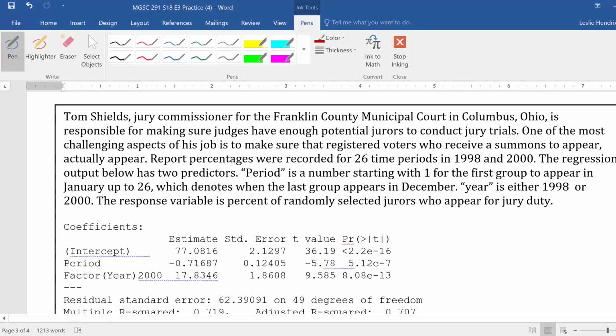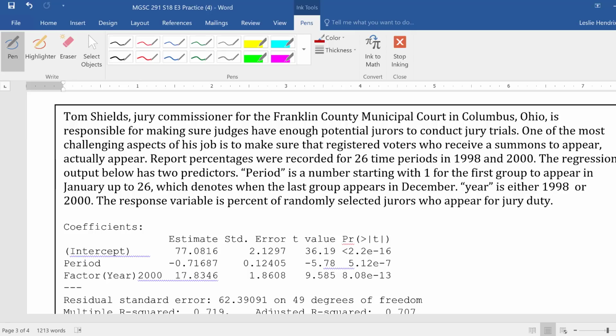All right. Tom Shields, jury commissioner for the Franklin County Municipal Court in Columbus, Ohio, is responsible for making sure judges have enough potential jurors to conduct jury trials. One of the most challenging aspects of his job is to make sure that registered voters who receive a summons to appear actually do appear. Report percentages were recorded for 26 time periods in 1998 and 2000. The regression output below has two predictors. Period is a number starting with 1 for the first group to appear in January up to the 26th group, which denotes when the last group appears in December. Year is either 1998 or 2000, and the response variable is the percent of jurors who appear for duty.